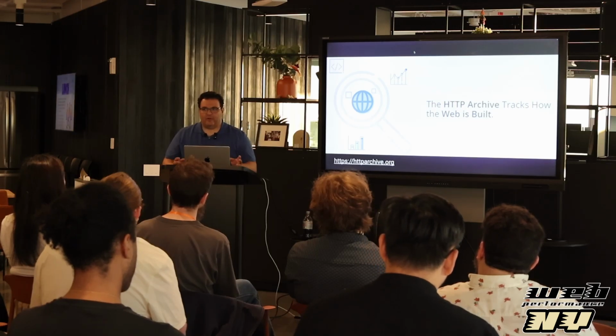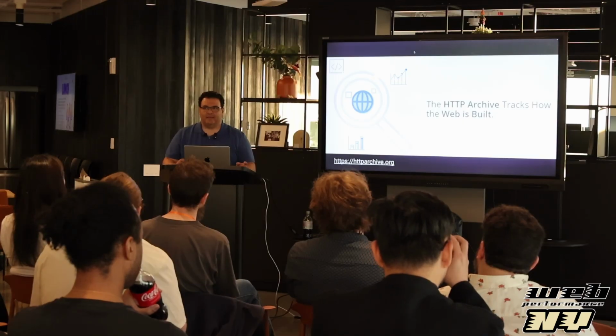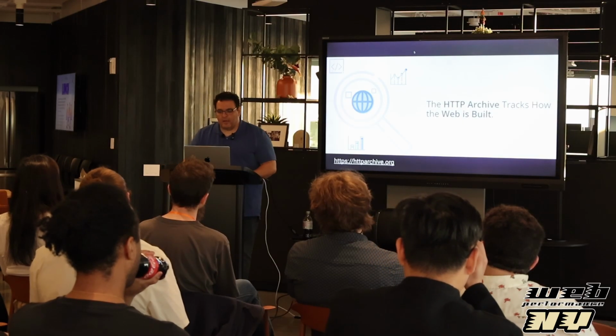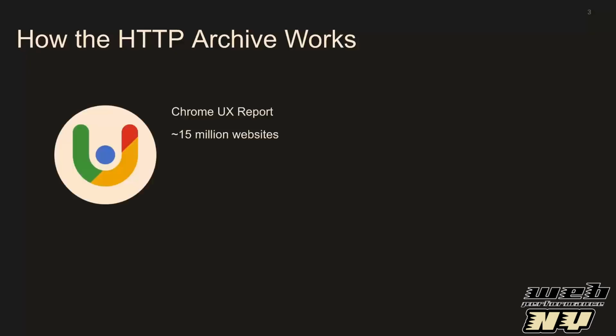So he started out with about 1,000 websites. It was the Alexa top 1,000 websites, and every month he collected that, and the archive grew over time. Today, the archive uses the Chrome User Experience Report, which is Google's real user data, as the basis for the corpus for the URLs that we track. So that starts with about 15 to 17 million URLs.